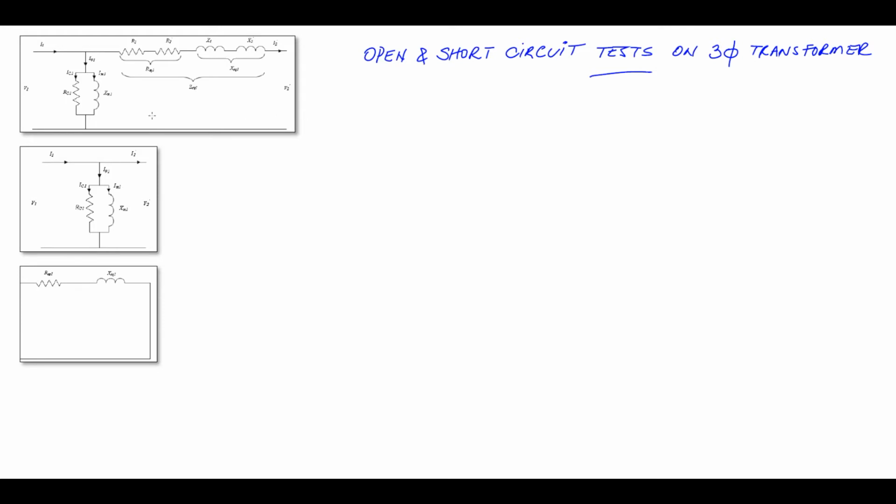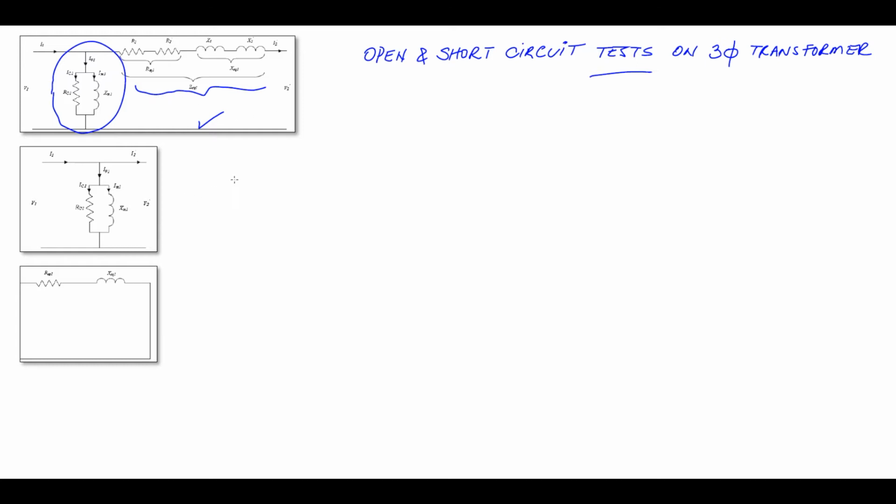This figure here shows the single-phase equivalent circuit of a three-phase transformer, where we have a representation of the core part and the winding or the copper. We'll have losses. This represents the losses in the windings.